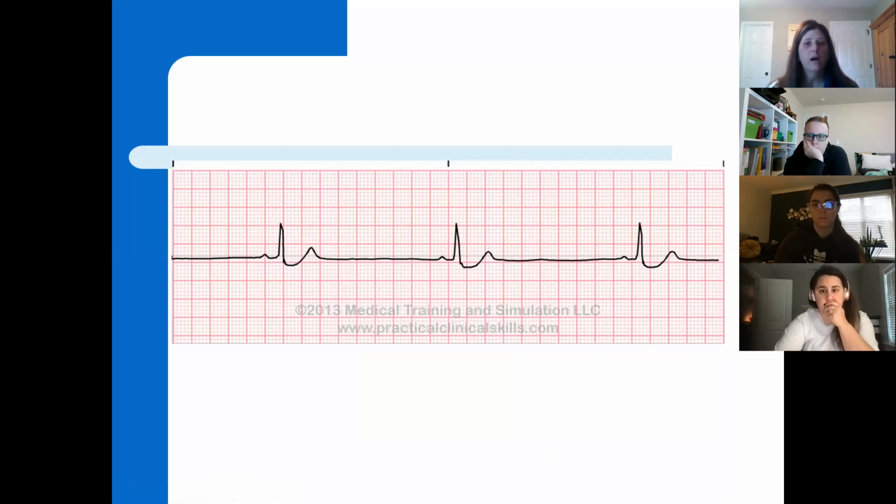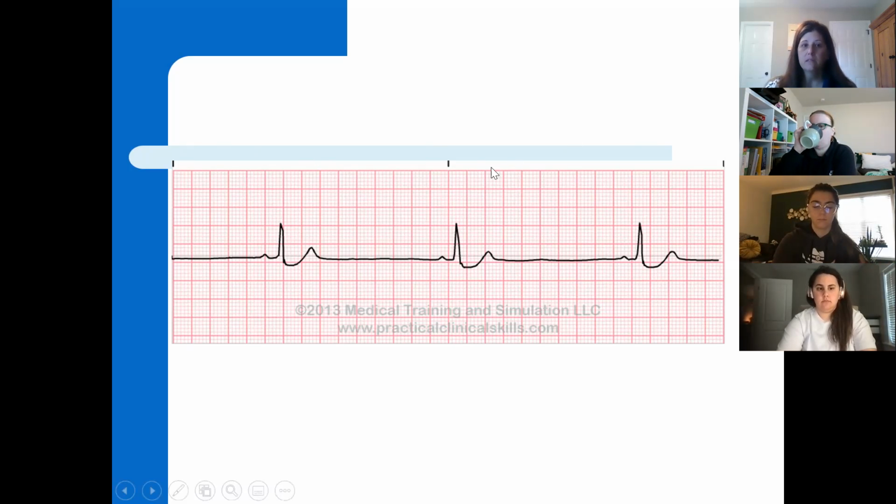So if you count between those hash marks, you would count 15 large boxes between each of those hash marks. And we know each one of those big boxes, again, is 0.20. So if you did the math and calculated it out, you would figure that out to be 3 seconds. And then we have 15 big boxes again from the second hash mark to the last hash mark.